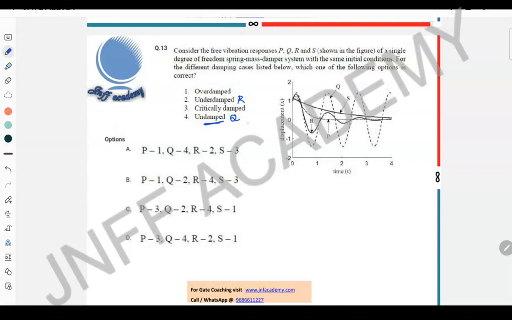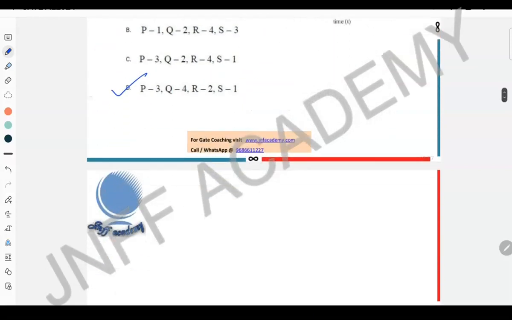Next, the critically damped condition will come to rest in a shorter duration of time. So P represents the critically damped condition. Yes, the overdamped condition will take slightly more time than the critically damped system. So we have to select the option according to this. First one, P3, Q4, R2, S1. So the option is D. Next question.